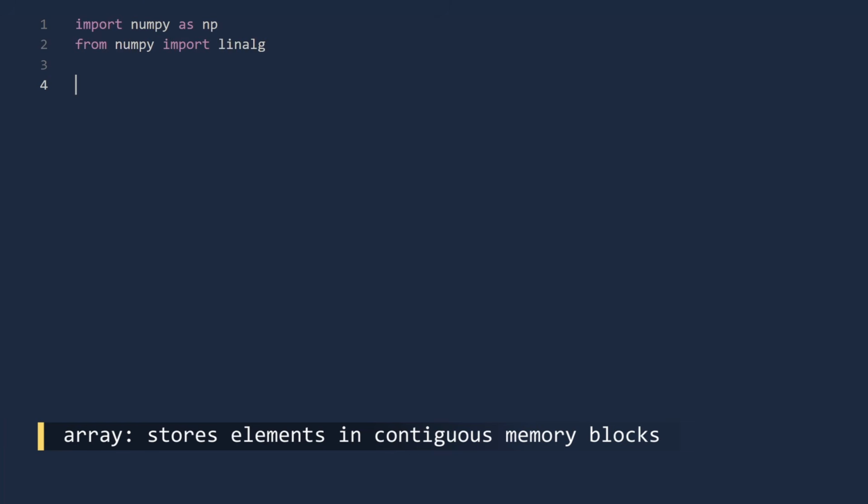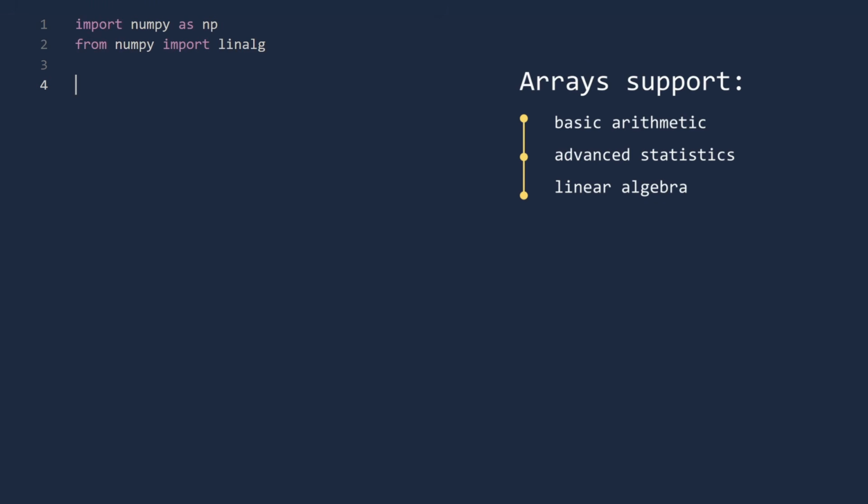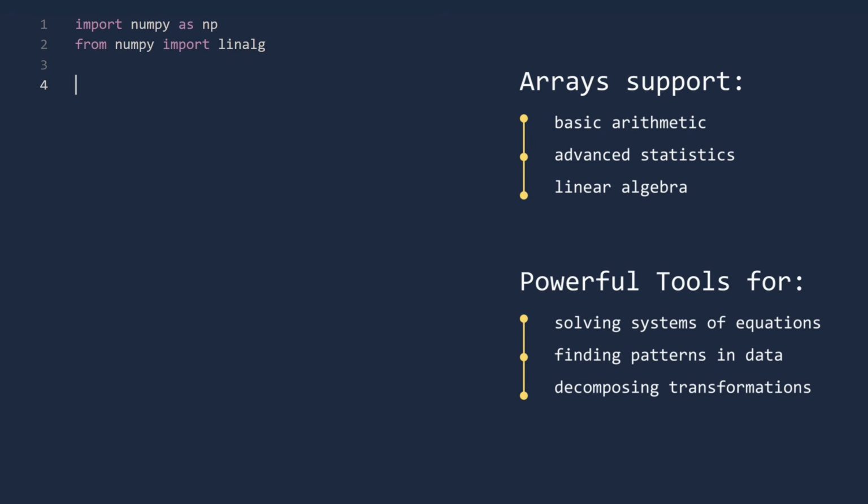You already know NumPy as Python's numerical computing foundation. At its core lies the array, a data structure that stores elements in contiguous memory blocks, enabling computations at near hardware speed. While arrays support many operations, from basic arithmetic to advanced statistics, today we focus on their most elegant application, linear algebra. These operations transform our arrays into powerful tools for solving systems of equations, finding patterns in high-dimensional data, and decomposing complex transformations into their fundamental components.